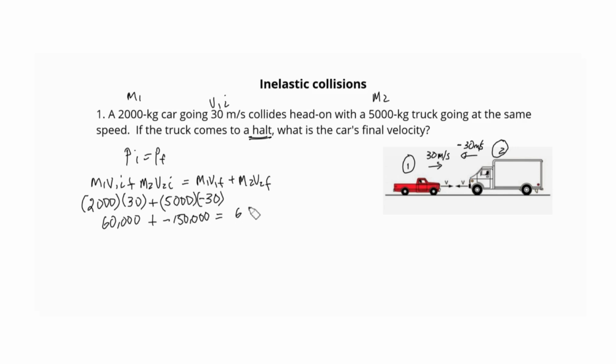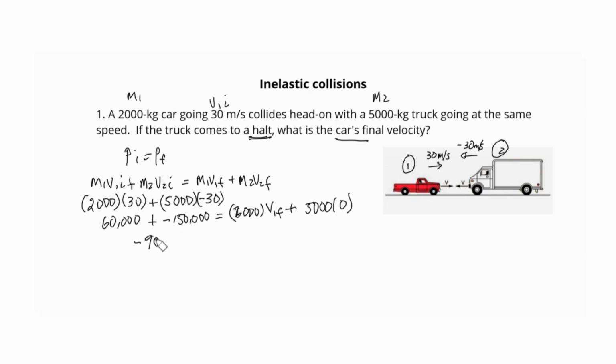is equal to M1, which is 2,000 times V1F, which is what we're looking for, the final velocity of the car, car number 1, plus 5,000 times 0, because the truck comes to a halt. Again, everything before the collision is here, everything after the collision is there.